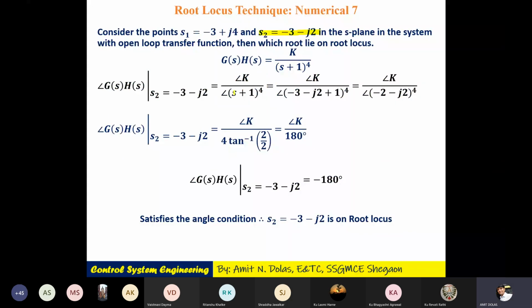Putting into the angle condition form here, I'll not read it out. It is a waste of time. Then again it will be minus 2, nothing but 1. What do you see here? It is 180. And therefore it is minus 180. Does it follow the angle condition? Yes. It satisfies the angle condition. Therefore, S2, which is minus 3 minus J2, is on the root locus.